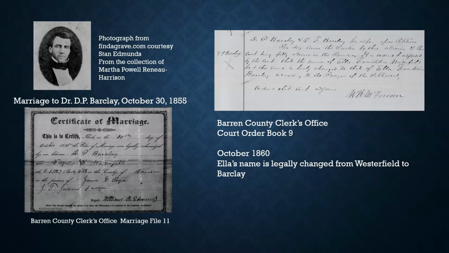They married in October 1855, and then in October 1860, he and Virginia filed to have her daughter's name officially or legally changed from Westerfield to Barclay. So this answers the question of why she is always going by Barclay in her records and not Westerfield. It's because her name was legally changed to her stepfather's name.